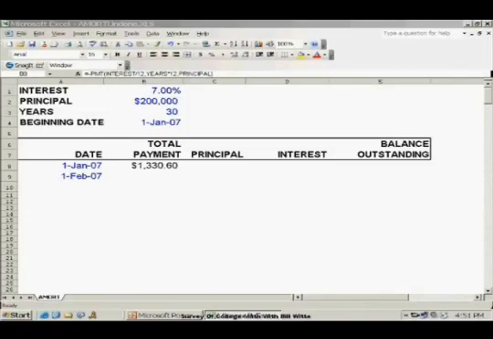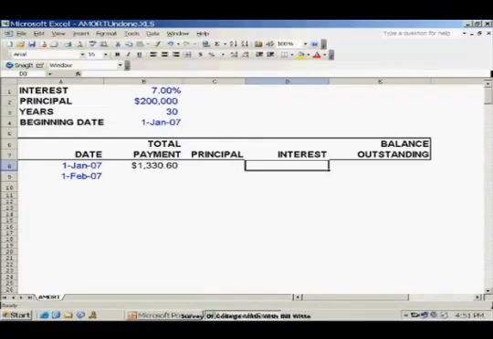Now I've got some really bad news for you. Of that monthly payment, $1,330.60, very little is going to go against the balance that you owe, at least for the first couple of months. You know why? Because you owe interest. And you owe interest on $200,000. That's a lot of money.